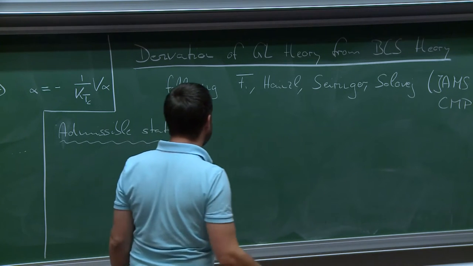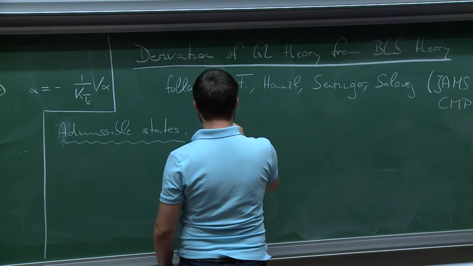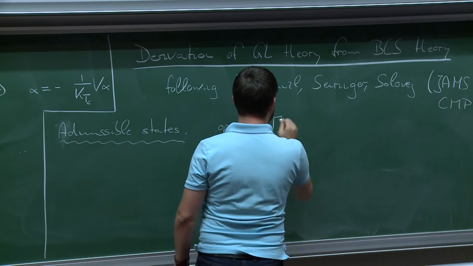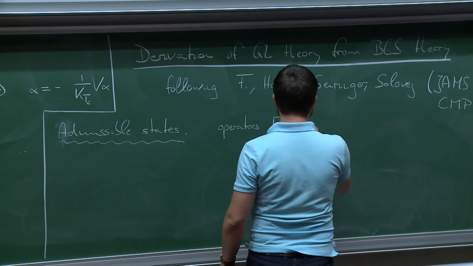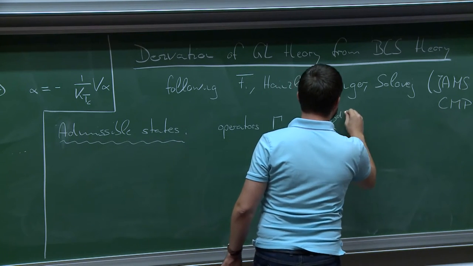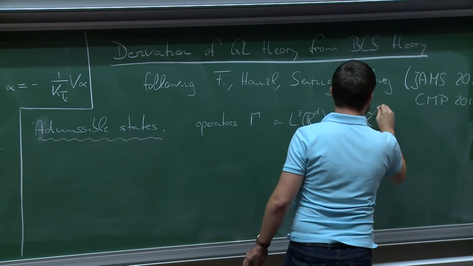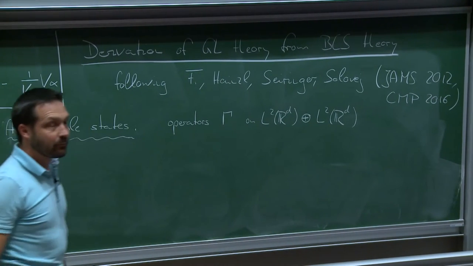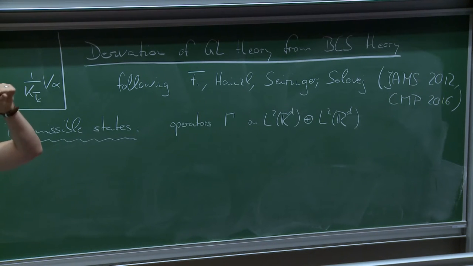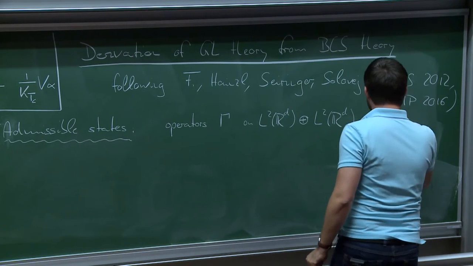What's more complicated here now is that the states over which we are optimizing are operators. Gamma, capital Gamma, and these are operators on L2(R^d) plus L2(R^d). Okay, so you can think of it as a 2x2 matrix where there are four operators. Such that, well, what do we want?